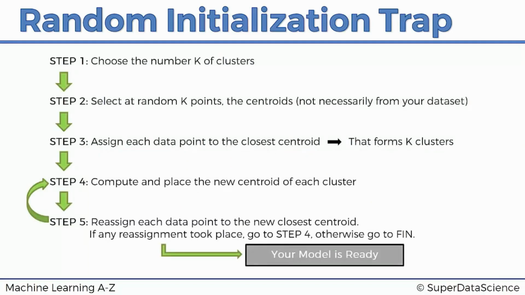So again, we're going to go through these steps that we discussed in the previous tutorial. We're going to choose the number of clusters, which is 3. We'll select at random 3 points, which will be our centroids. We'll assign each data point to the closest centroid, which will form k clusters. We'll compute and place the new centroid for each cluster, thinking in terms of center of mass or center of gravity. And step 5, we'll reassign each data point to the new closest centroid. If any reassignment took place, we'll return to step 4. Otherwise, we'll go to the end because the model has converged. So these are the steps we discussed previously. Let's have a look at them in action.